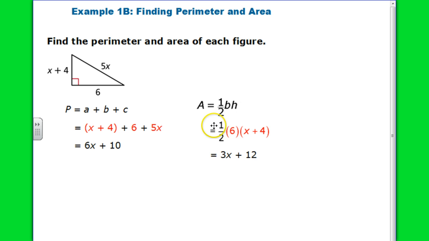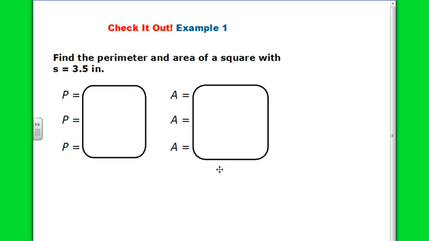Now you could just take half of 6, which is 3, and 3x plus 12, distribute. So because it's all multiplication in the numerator, I'm considering the red to be the numerator, right? Then you may cancel a little factor of 2 here, okay? And finally, how about a square? Sarah, how about a square? What will you start with as far as the formula goes?